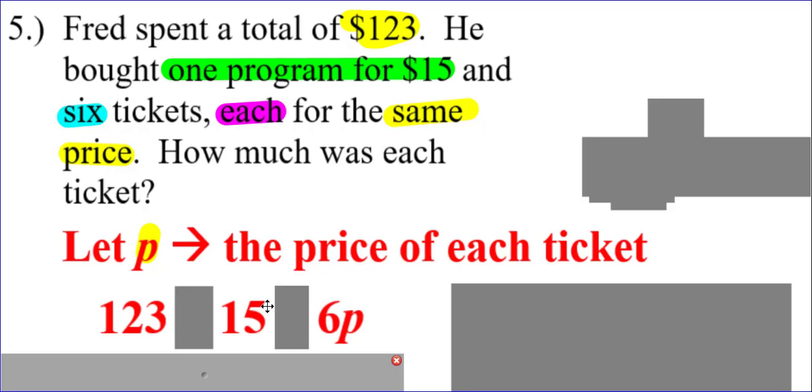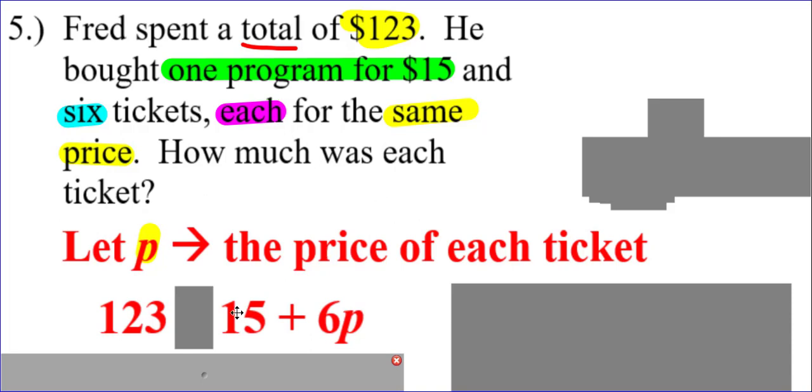Okay, we have some blank spots here. One of those blank spots has to be the equal sign. The other blank spot, well, what was this problem talking about? It was talking about Fred spending a total amount of money. And when you find totals in real life, you often will add things together. So what did Fred buy? He bought a program. He also bought tickets. We're going to add those things together to get the total.